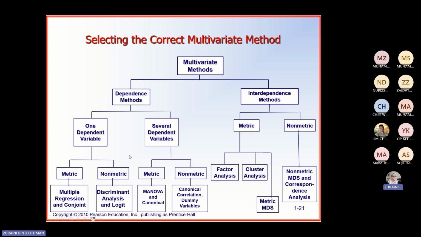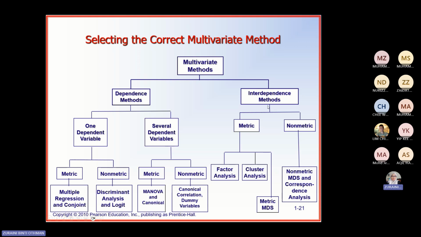If it involves a metric scale, we know we have to consider multiple regression or conjoint. Or if this one dependent variable involves a non-metric scale, then we have to consider discriminant analysis or logistic regression. Or if our dependence method has several dependent variables and the data scale is metric, we have to consider MANOVA and canonical. If it is non-metric, we use canonical correlation, with dummy variables. There is some difference between canonical and canonical correlation that we need to look at further in our study.